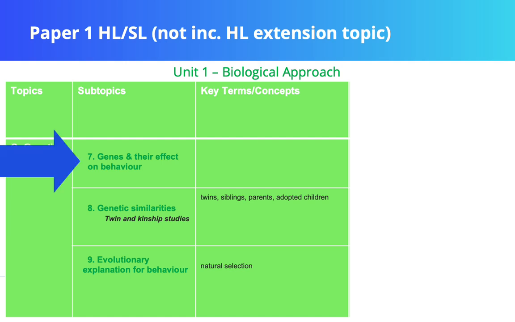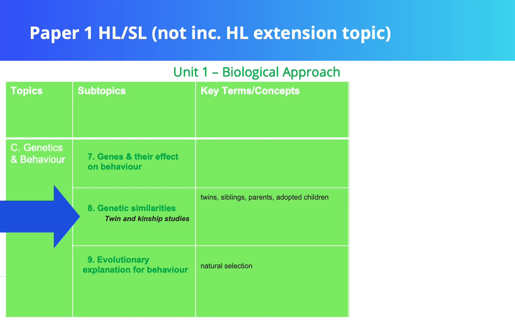Whereas subtopic number 7 is not looking at similarities, it's looking at any genes or combinations of genes and how they can affect behaviour. So we don't have to just stay restricted to twin or kinship studies for number 7. For subtopic number 8, we might be asked a short answer question just about twin and kinship studies. So it's important to make sure that you know either a twin or a kinship study and you understand what we mean by kinship studies, which is just the whole idea that we look at family members to see if their genetics, in terms of similarity, result in similar types of behaviour.